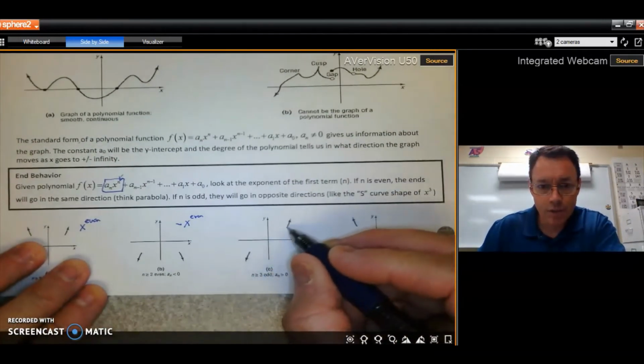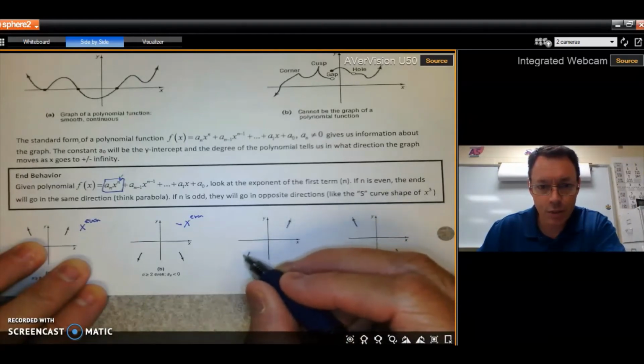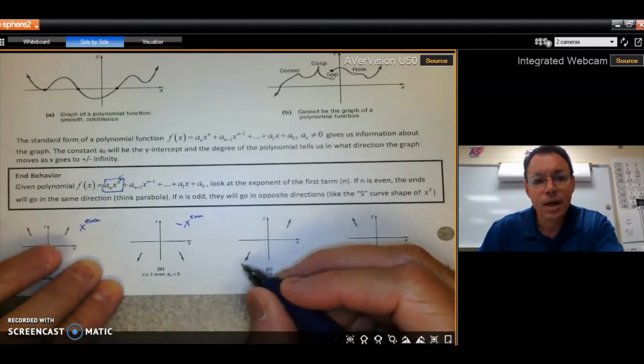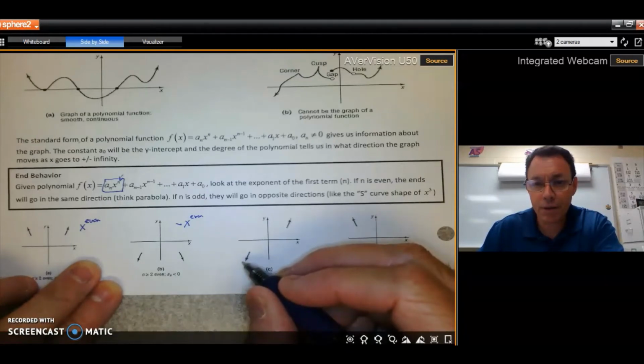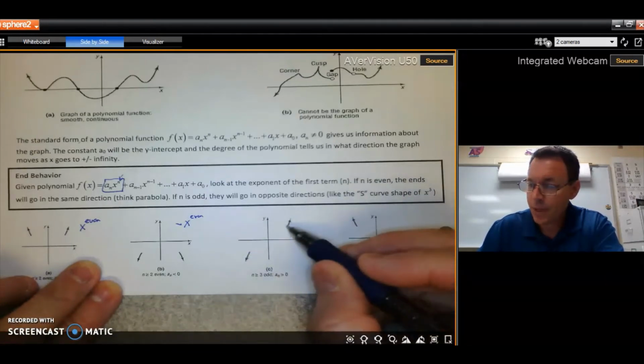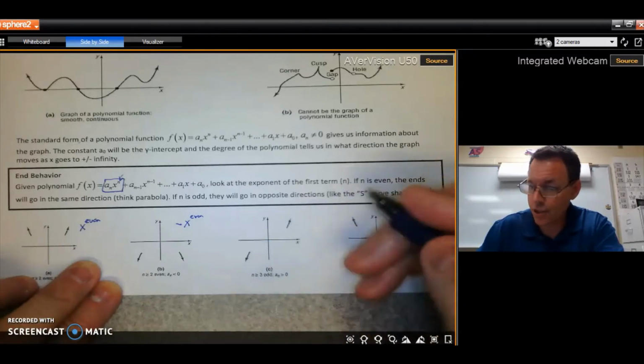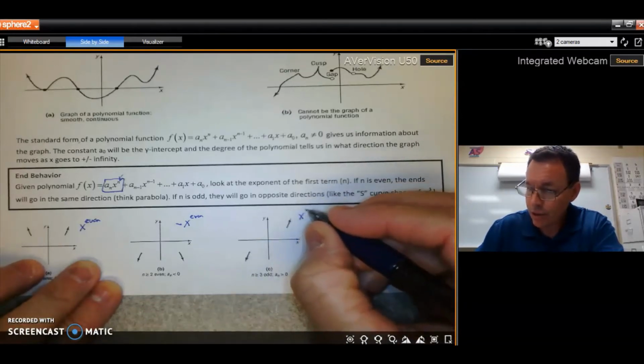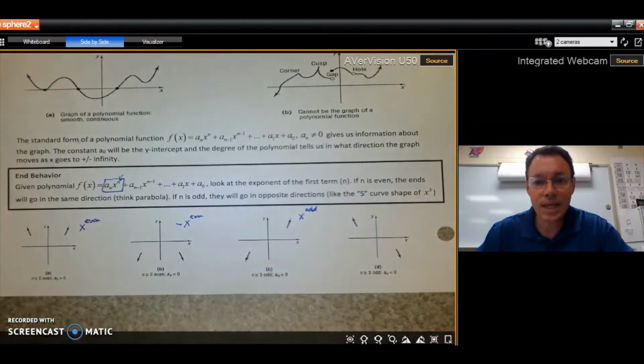Look at this one. Look at how the graph's going up this direction, and then it's going down to negative infinity here. There's a parent graph in our library of functions that does that. X cubed. If you think of x cubed, that S-curve shape. X to an odd power. Any odd power will have that shape to it.